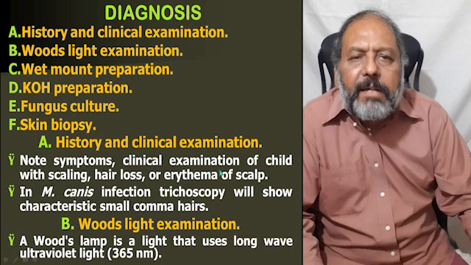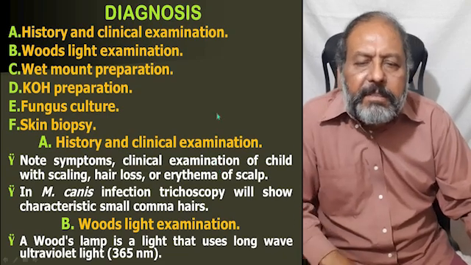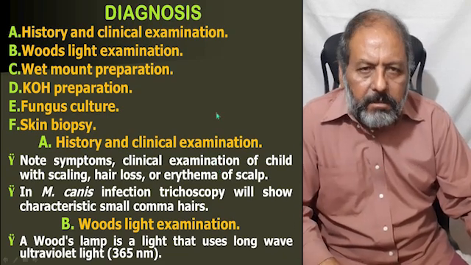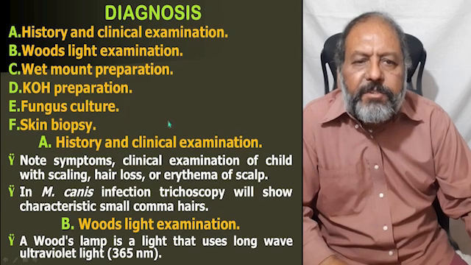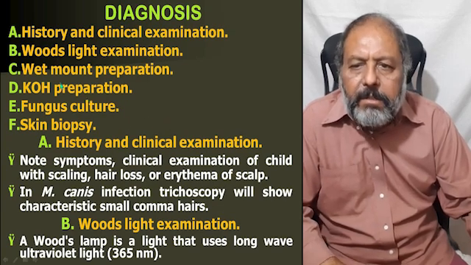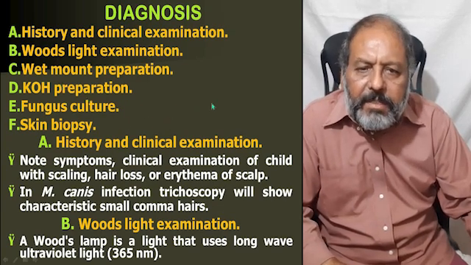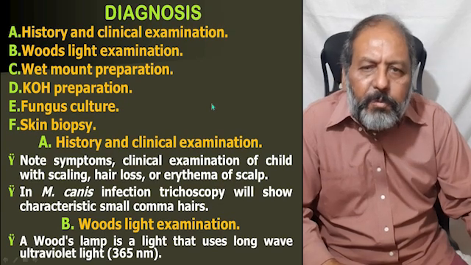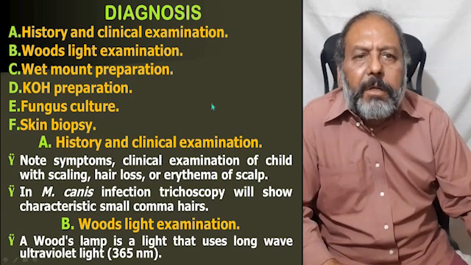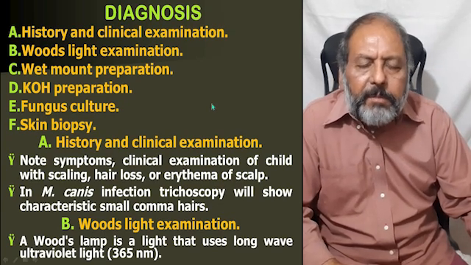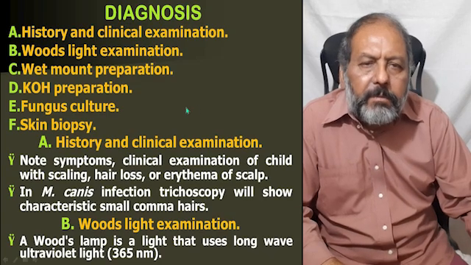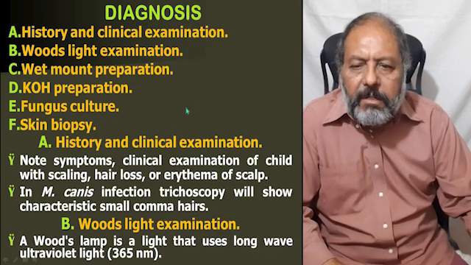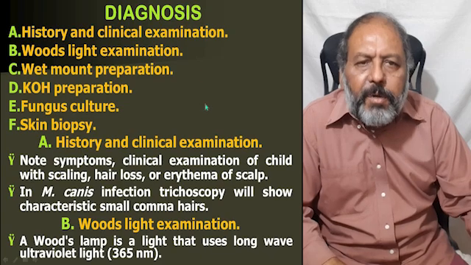Now, the diagnosis of Tinea capitis consists of six parameters. Number 1 is history and clinical examination. Number 2, Wood's light examination. Number 3, wet mount preparation. Number 4, KOH, potassium hydroxide preparation. Number 5 is fungus culture. And number 6 is skin biopsy.